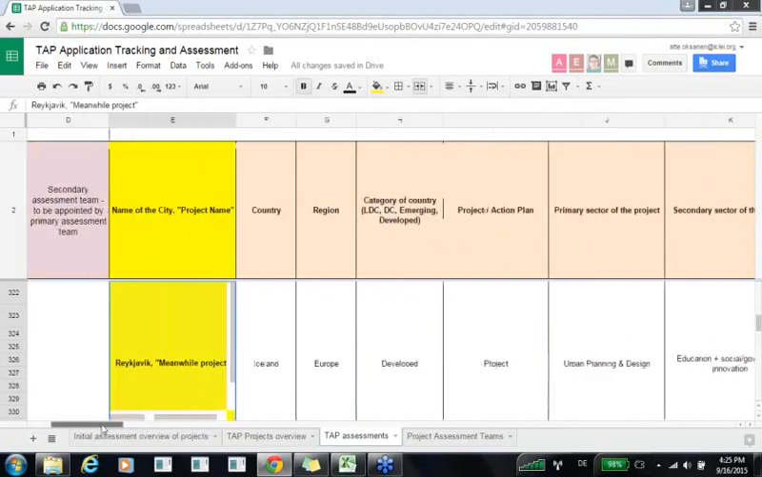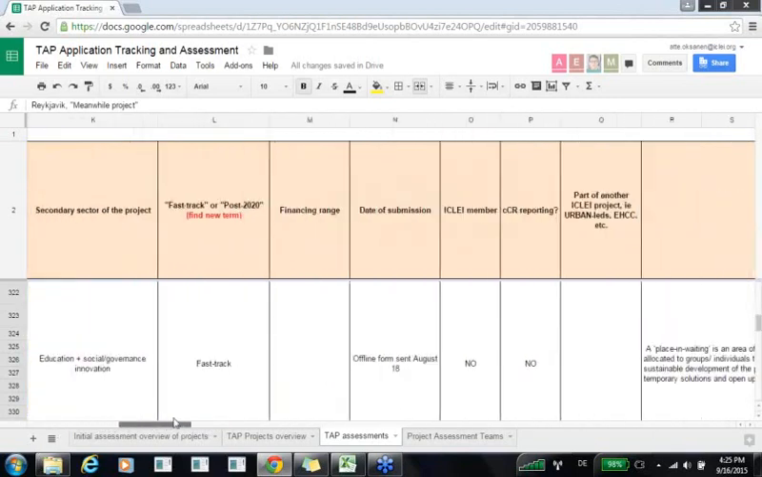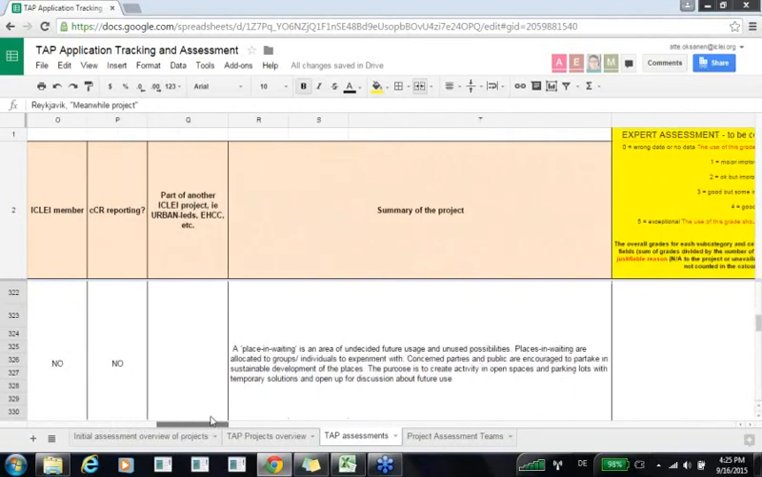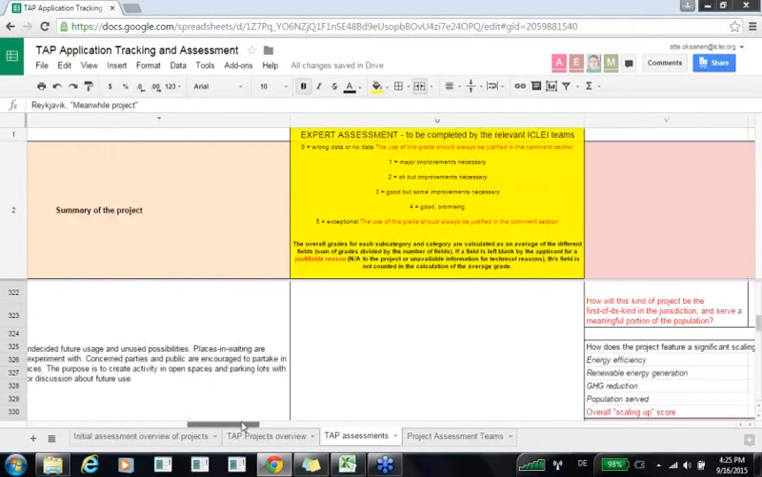Now, this is the basic information part of the assessment sheet, and this is the part that the TAP team, myself included, will try to fill out for all of the received applications, so that the other teams don't have to do that and can just focus on the actual assessment according to our point system. So that was a good segue into the point system.